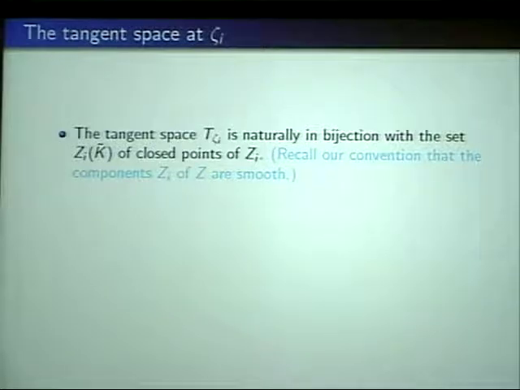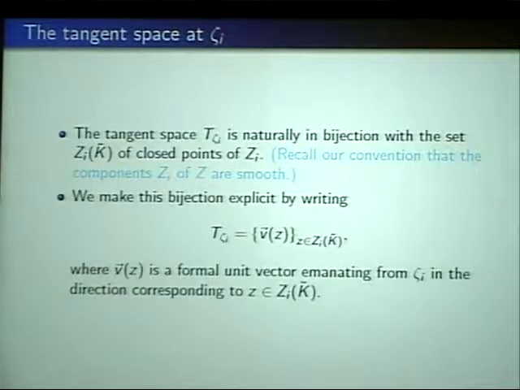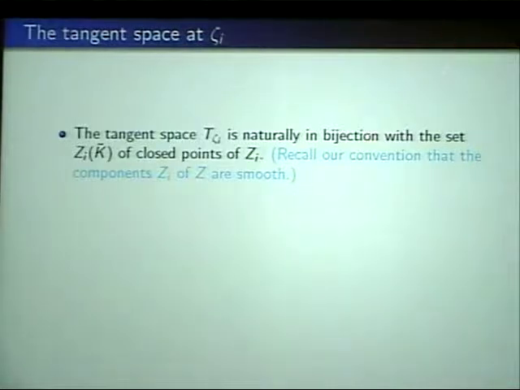It corresponds to some model. If you take this standard model, Proj of k[x,y], of P1, this has good reduction. There's one component in the special fiber, and the unique point mapping to that under the reduction map is the Gauss point. So that's why I'm saying that these zeta I's are like the Gauss point. They really do, in some sense, generalize that notion. And the point is that the tangent space is naturally in bijection with the set of closed points of the special fiber on this component. So the closed points of this component Zi are in one-to-one correspondence with the tangent space.